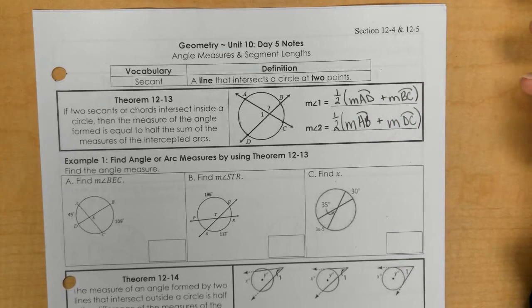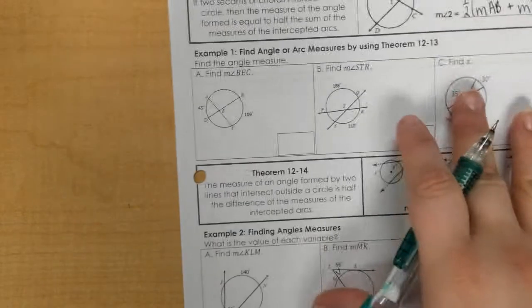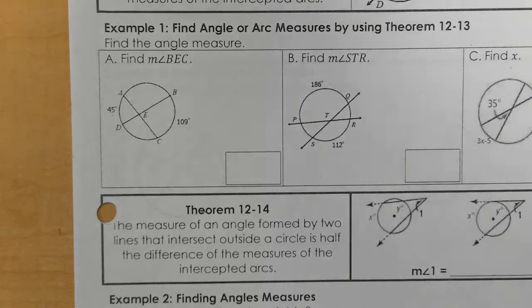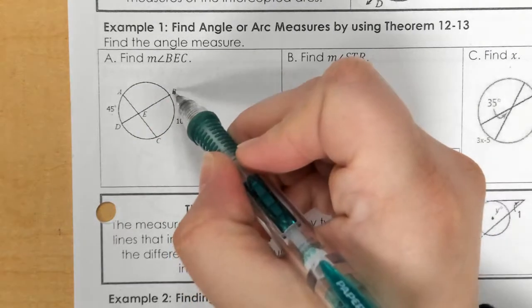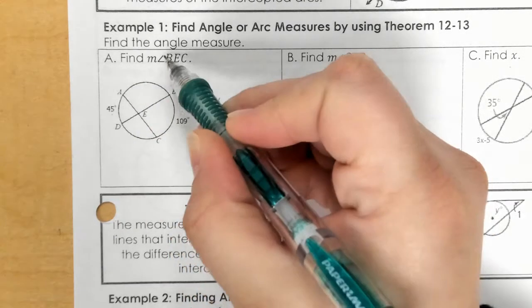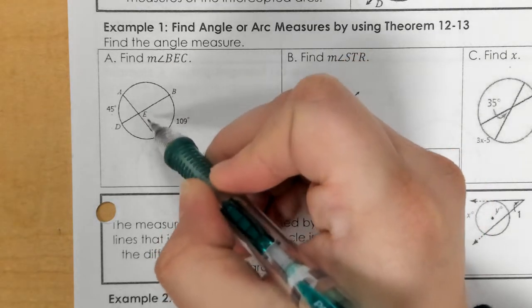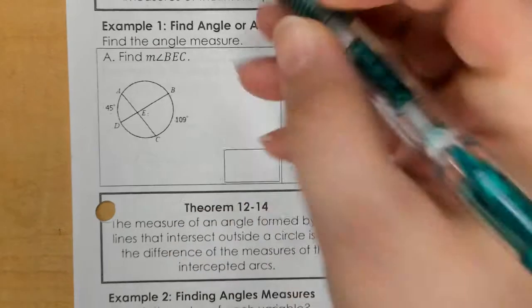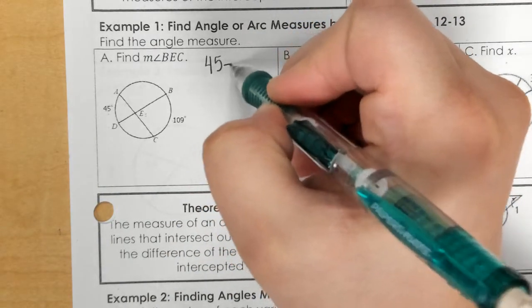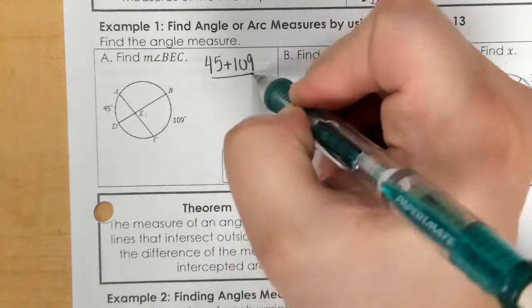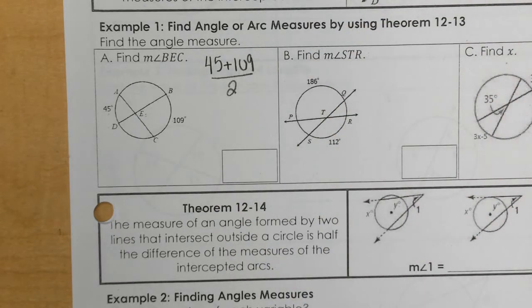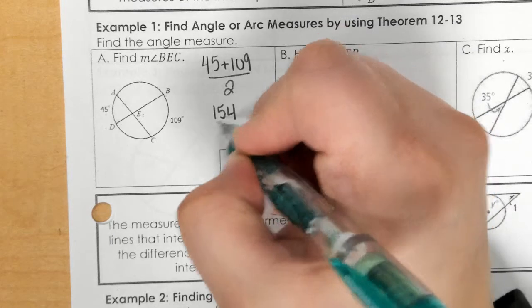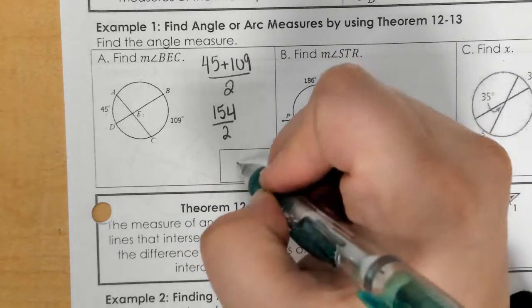Okay, so to put that in practice, for example 1, we have to find the measure of angle BEC. So this angle right here. To get this angle, I need to add its 2 arcs. So 45 plus 109, and I need to divide that by 2. If I divide that by 2, we get 154 divided by 2 is 77.